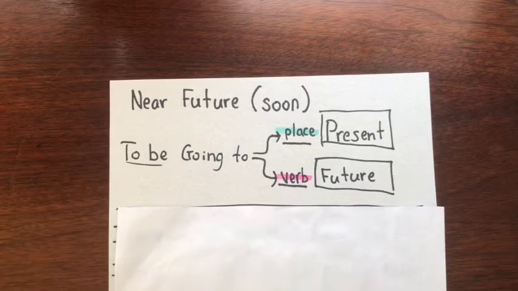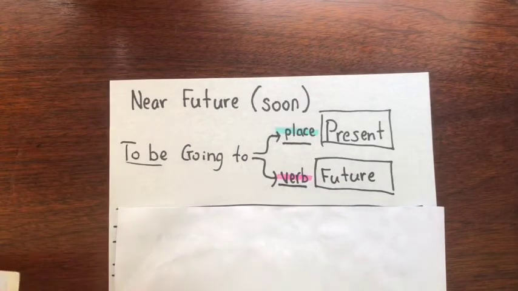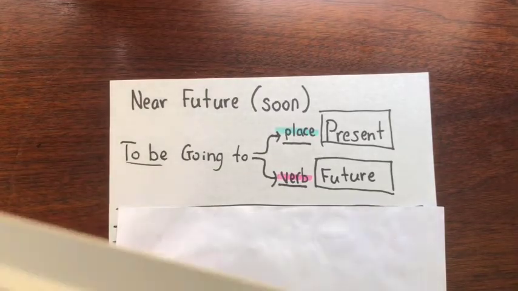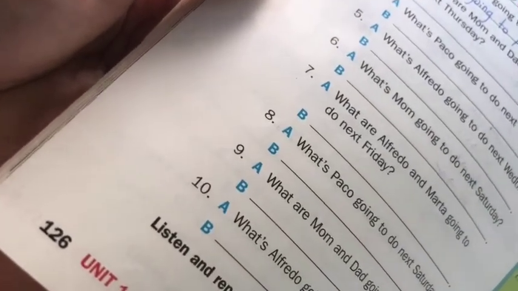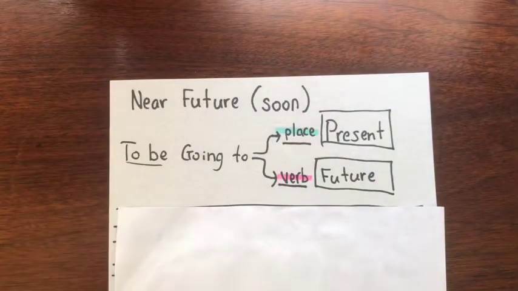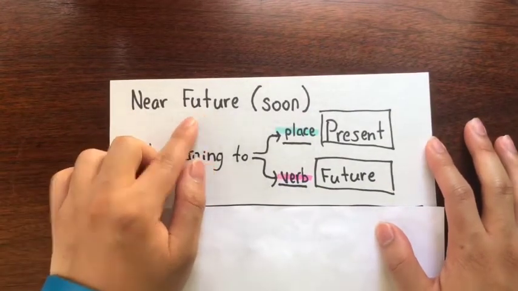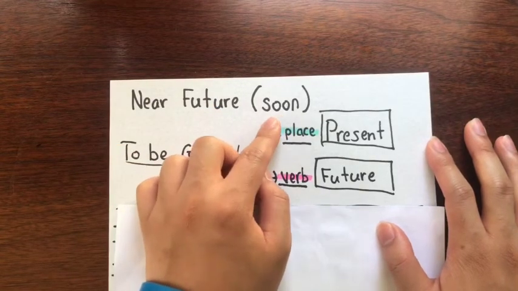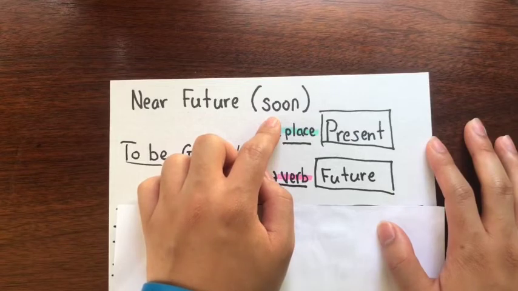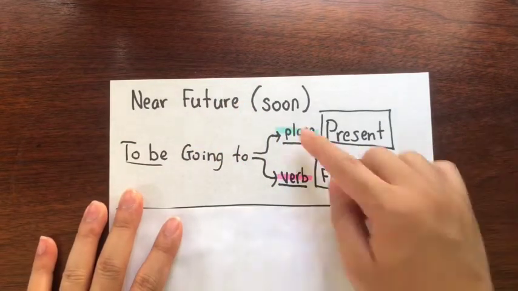Okay, so now we are going to review the future. This is Unit 10, Lesson C in your book. We are reviewing Unit 10, Lesson C, which is on page 126. Page 126. So, we're talking about the future, the near future, for things that happen soon. So maybe today, maybe tomorrow, maybe in 1 hour. It's not too long, it's soon.